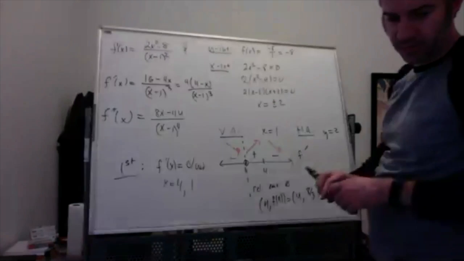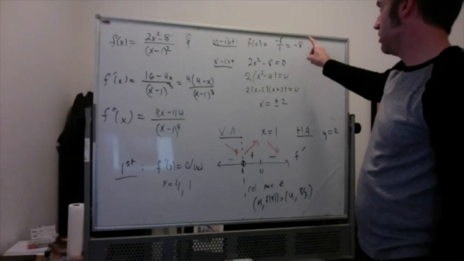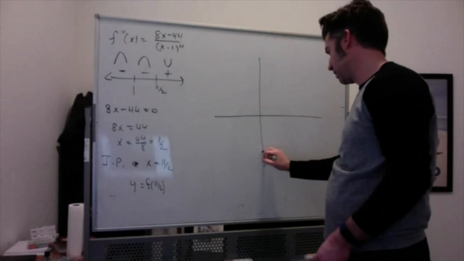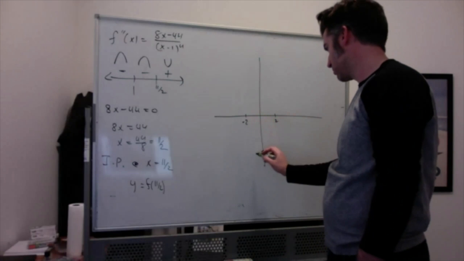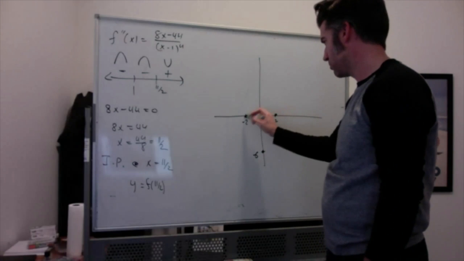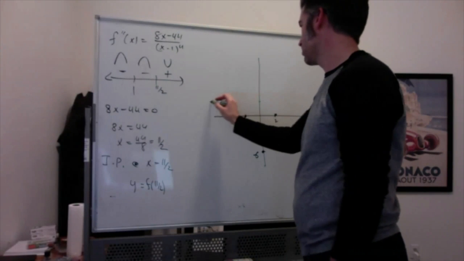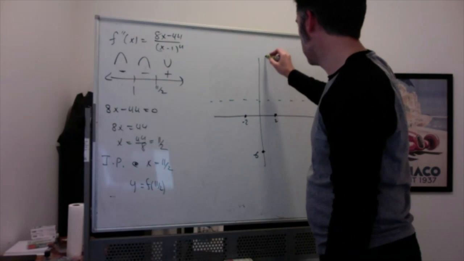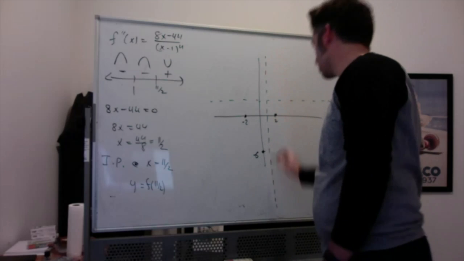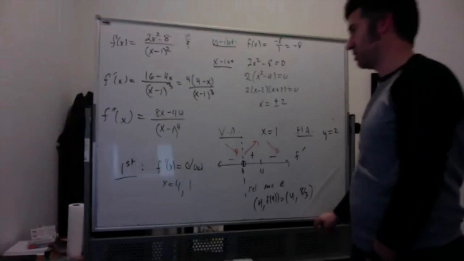So let's see what we've got here. We have a y-intercept of -8, x-intercepts of ±2. So -2 and 2. And then we have a horizontal asymptote at 2 and a vertical asymptote at 1. And then really the first derivative sign chart is what's going to help us graph the whole thing.